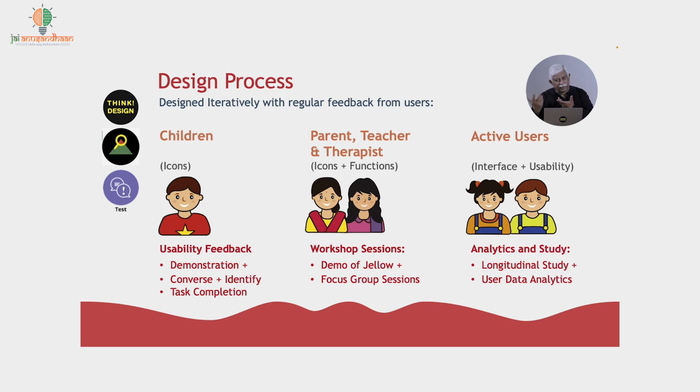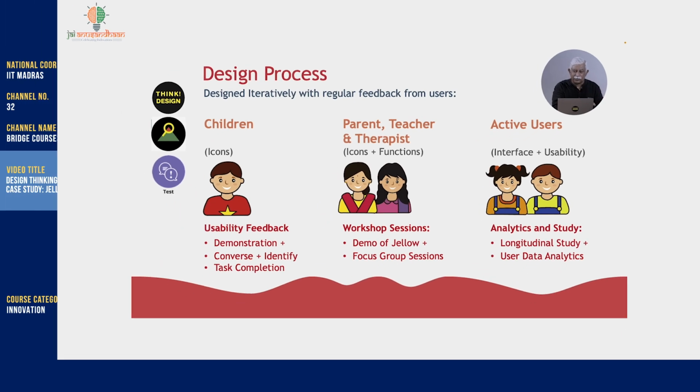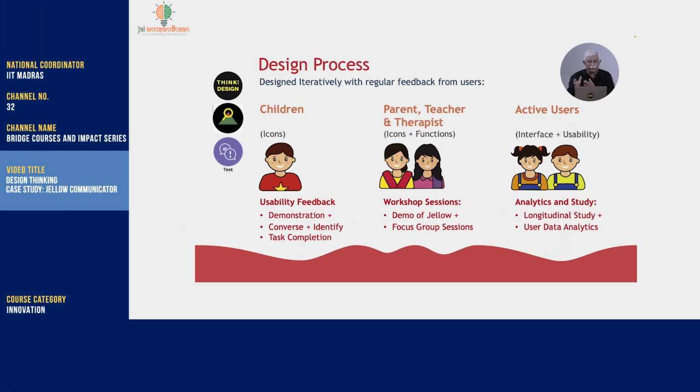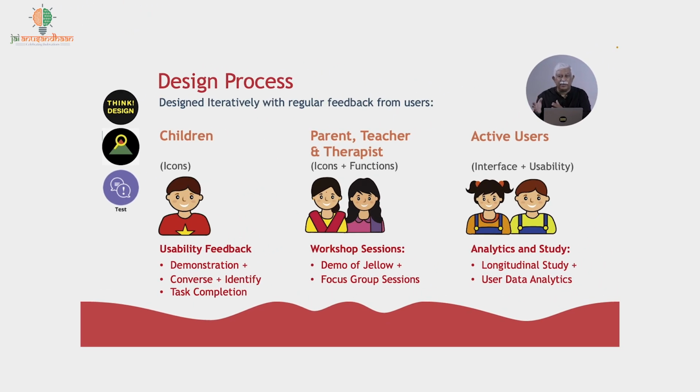So you can see where they are getting stuck, where they're not getting stuck, which are the icons which are frequently being used. Okay, so that also gave us an input, but most interesting was that we were able to do a 6 months long longitudinal study. This we did at two places. One was at Nair Hospital in Mumbai and at the University of Connecticut in the USA. The children were autistic. So over a period of 6 months, the children were given Jellow and we saw how Jellow would make a difference to their communication issues.